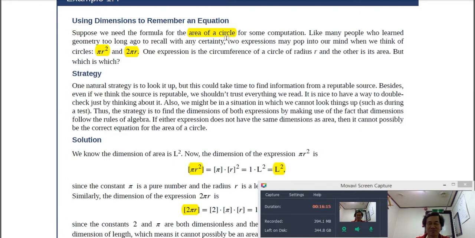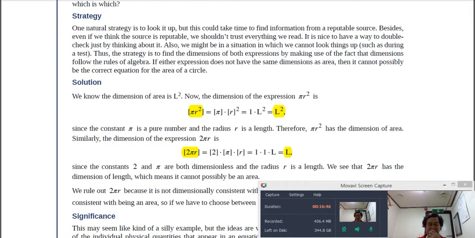Let me calculate the dimension of area. That is L square. You know it. And then for the formula, pi r square, pi is a constant, so it doesn't have a dimension, so it is 1, you can say. Here r has a dimension L, so pi r square has a dimension L square. And then 2 pi r, 2 pi is a constant and r has a dimension L. So 2 pi r has a dimension L, whereas area has a dimension L square. So you can see that pi r square should be the correct formula.